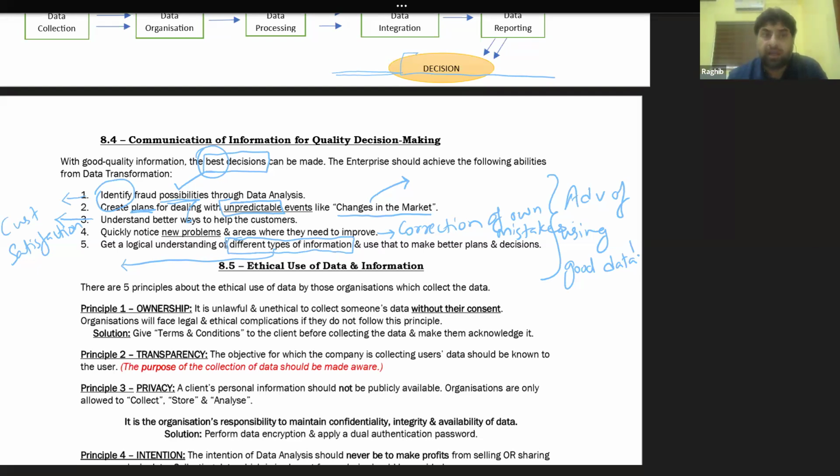So 8.4 is trying to say what are the ways it can be helpful to an organization if we use good data.